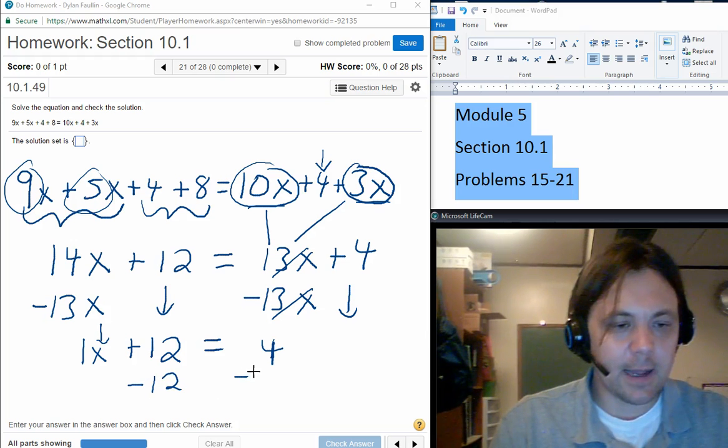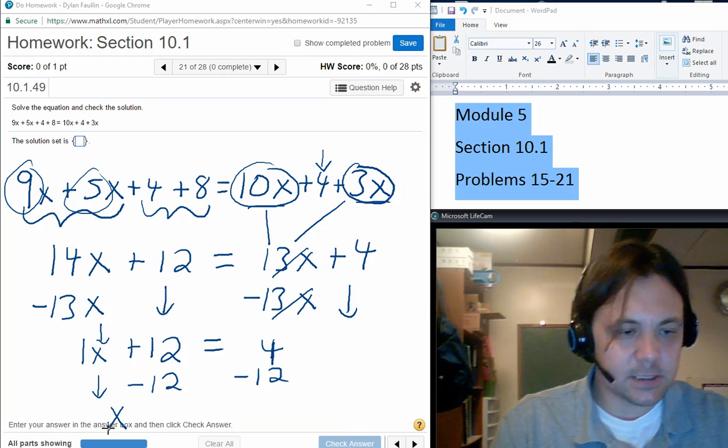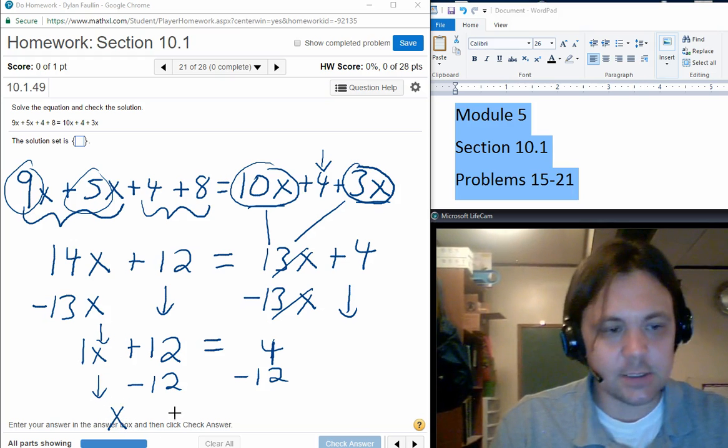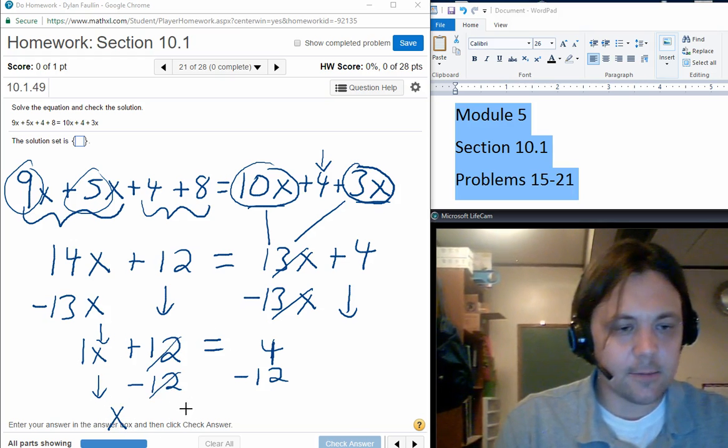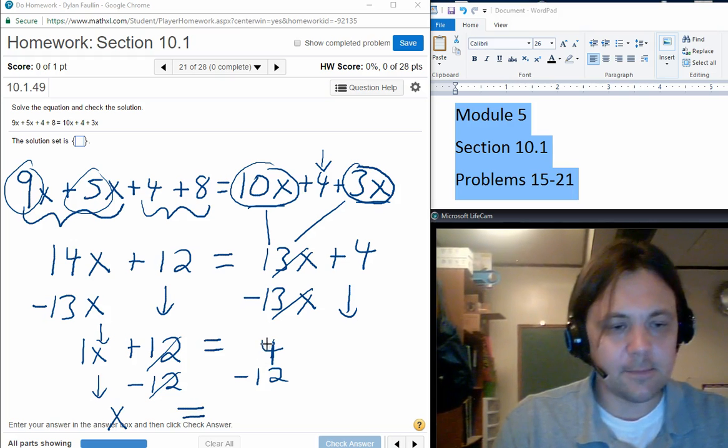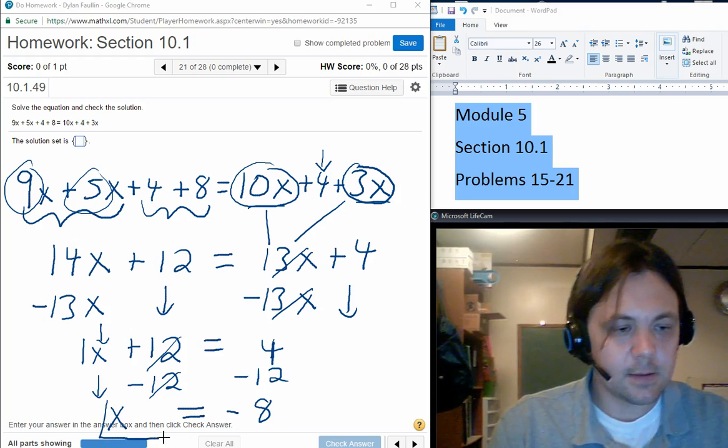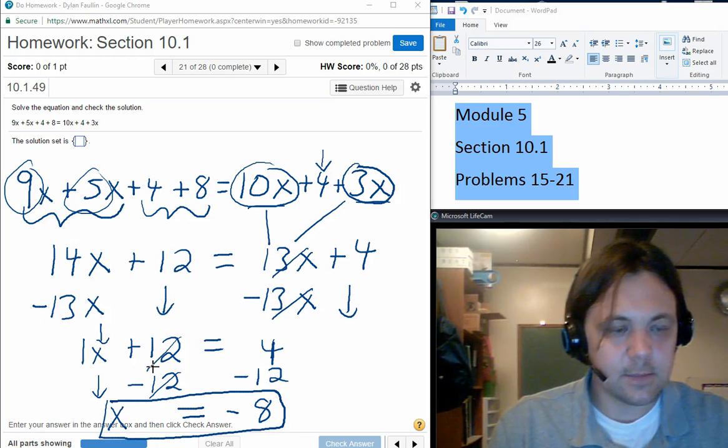We can do that by subtracting 12 from both sides. We get 1x, which is just x, right? 1 times x is just x. The 12s cancel out. Copy down the equal sign. 4 minus 12 will be negative 8. And so our solution will be x equals negative 8.